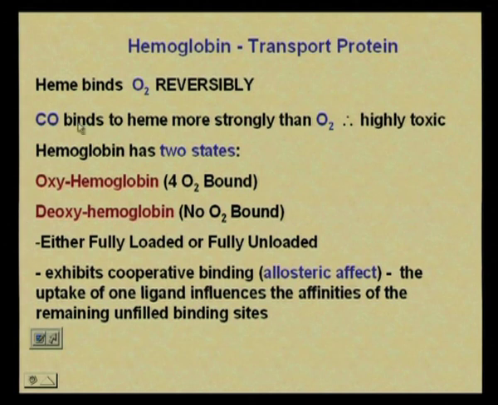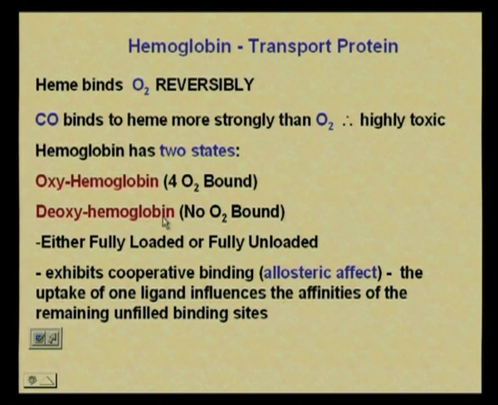It will not release the carbon monoxide very easily. So, it is highly toxic. Now, hemoglobin has two states, oxyhemoglobin, as the name implies, where we have 4 of the oxygen bound. Why do we have 4? Because we have 4 subunits. Each subunit has a heme. Each heme is going to bind an oxygen.